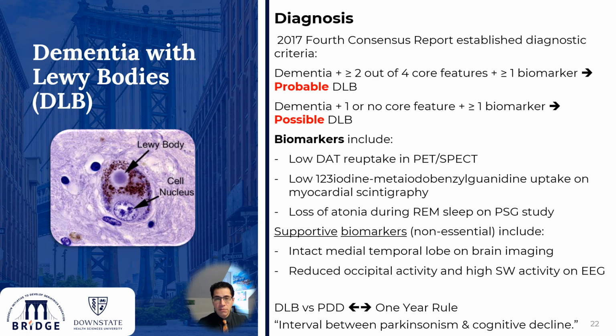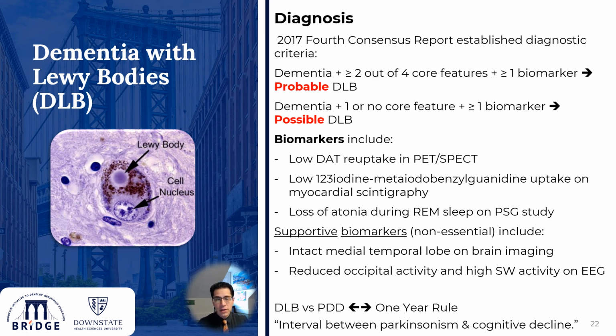Other supportive biomarkers include an intact medial temporal lobe on brain imaging, because it's usually affected more in Alzheimer's disease and some cases of frontotemporal disease, reduced occipital activity, and high slow wave sleep on EEG.